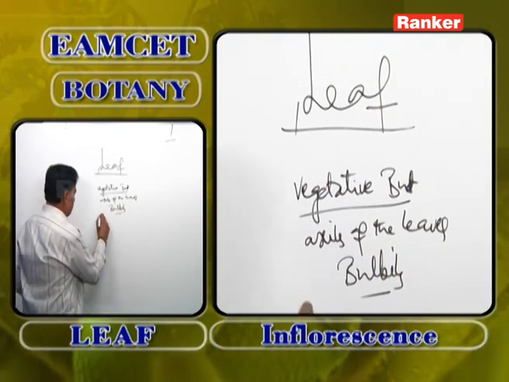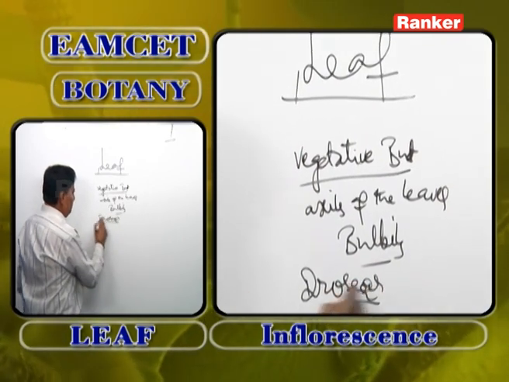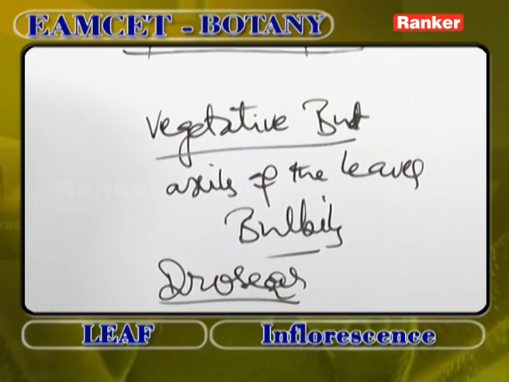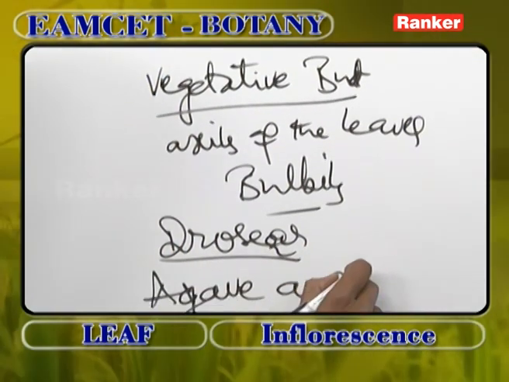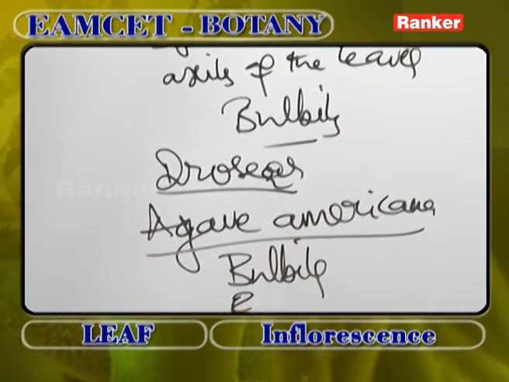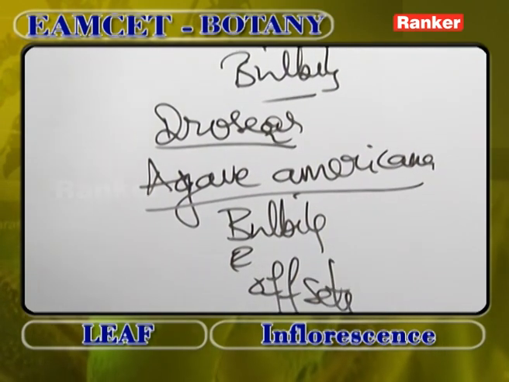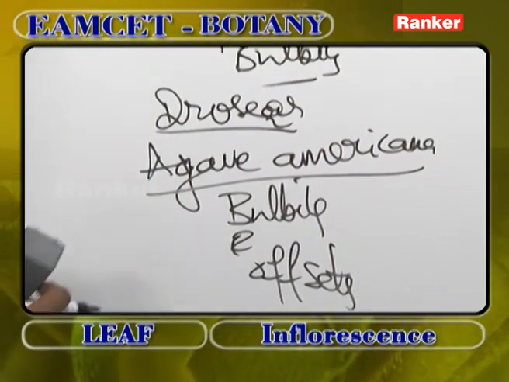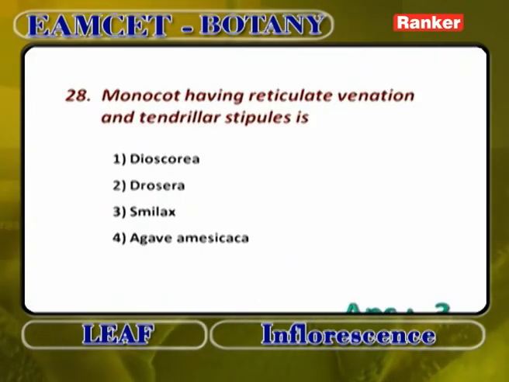Then Drosera, just now I told, is the sundew plant with tentacles. Agave americana is a plant with both bulbils and offsets. The only terrestrial plant with offsets is Agave americana. It also shows bulbils. So the vegetative bud in the axils of the leaves becomes a bulbil in Dioscorea. In the case of Drosera, glandular tentacles will be there. In the case of Agave americana, you will find both bulbils and offsets. So the answer for this is smilax.